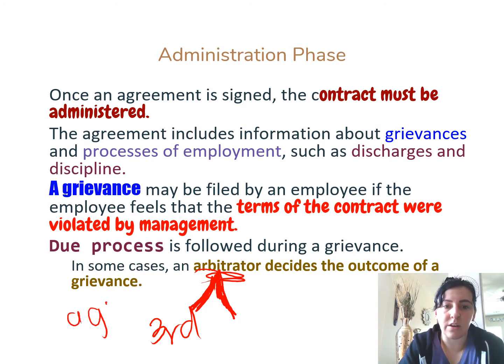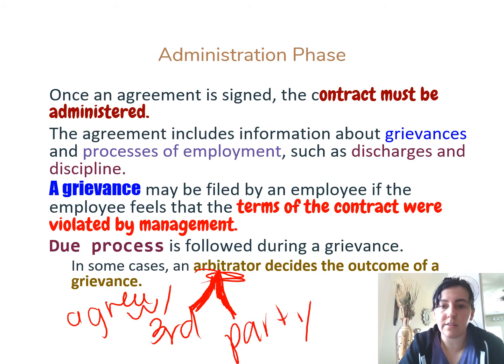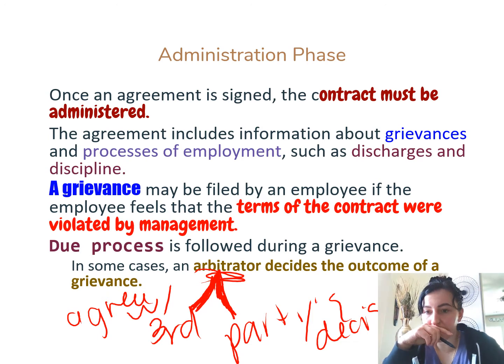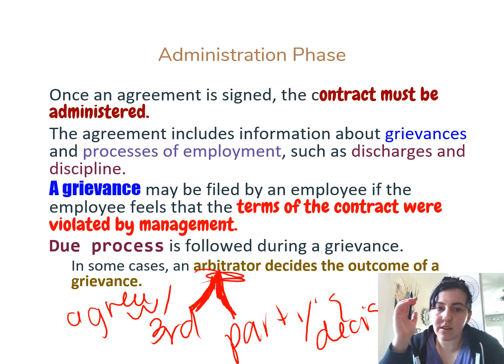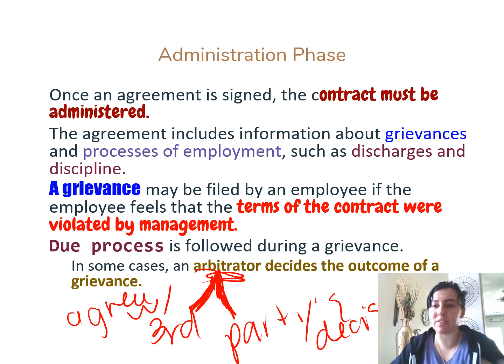So let's just say you agree with the third party's decision. This is where you might have to bring in an arbitrator and let them handle the situation and just do whatever they say.